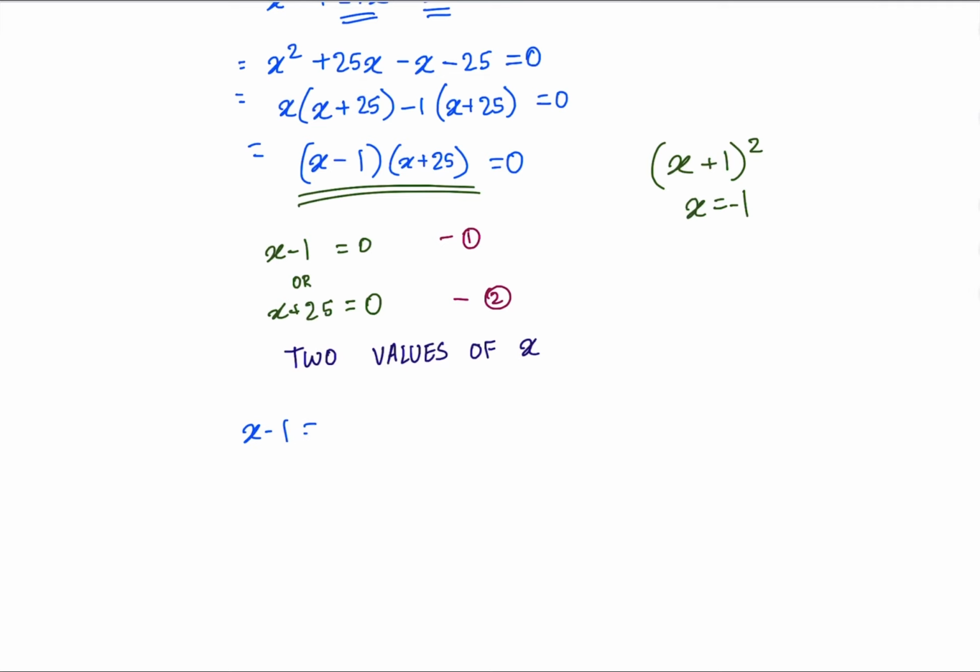So x minus 1 is equal to 0. If we add 1 to both sides, x is 1. And in our second one, we had x plus 25 is equal to 0. Hence, x is equal to -25. So we have x is equal to 1 or negative 25.